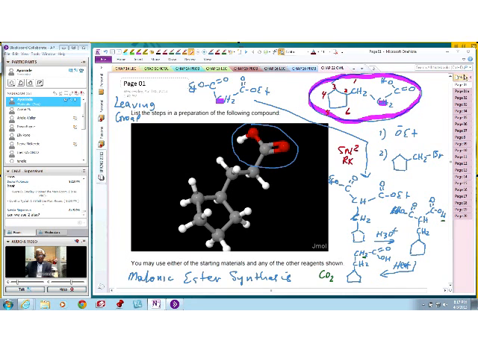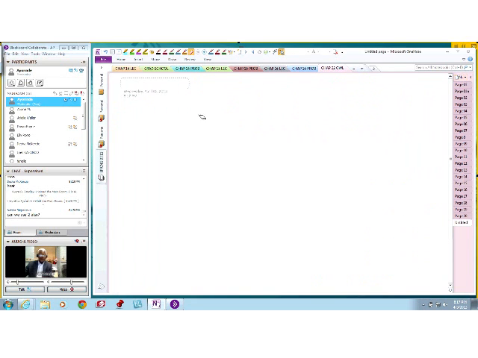Now, what do I mean by all of this? Let me ask you a couple of questions. Supposing, based on what I've just told you, I ask you, can you make this compound here directly from malonic ester synthesis or acetoacetic ester synthesis? Yes or no?